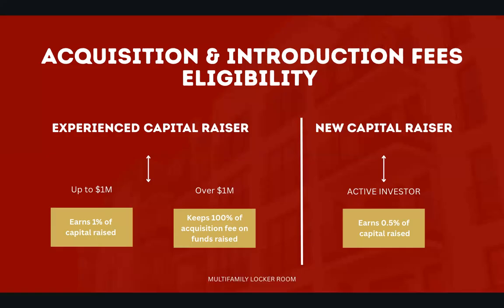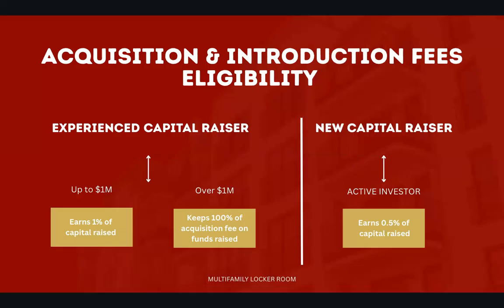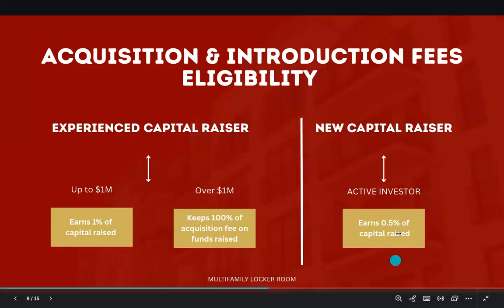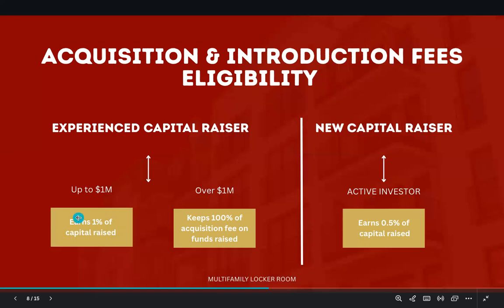Now, let's talk about how that fee is split amongst us. Let's go with the range here as a new capital raiser. If you are a brand new capital raiser with Multifamily Locker Room and any of our funds, you will earn 0.5% of the capital raised. So you go raise $1 million, whatever 0.5% is of that, that is your compensation as a finder's fee, as an introduction fee.